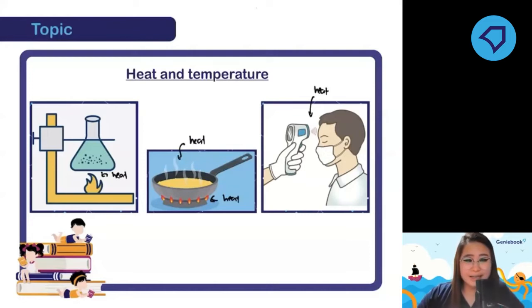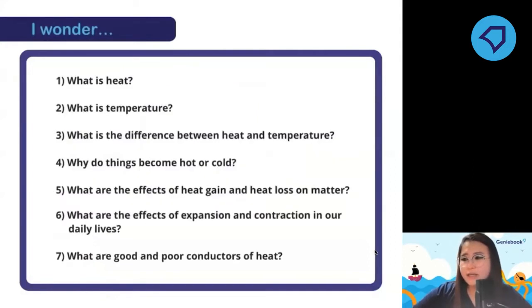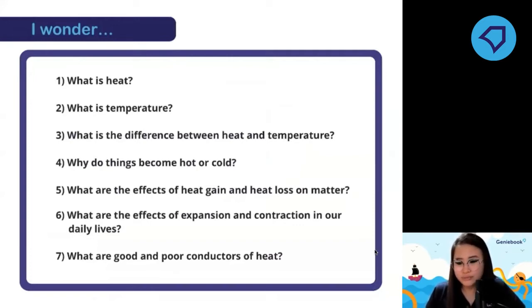So for today, what are we actually doing? Before we move on to the lesson objectives, these are some of the questions that we have to ask ourselves when we are dealing with heat. What exactly is heat? What is the definition of heat? And what does it actually do? Next, what is temperature? You've heard the word temperature being thrown around, especially in this pandemic. But what does that term mean? You learn about these two terms and then understand the difference between heat and temperature.